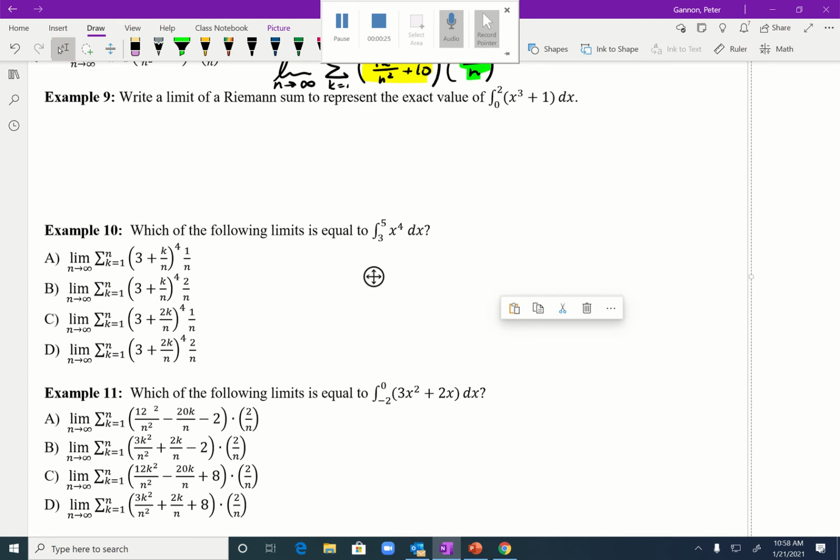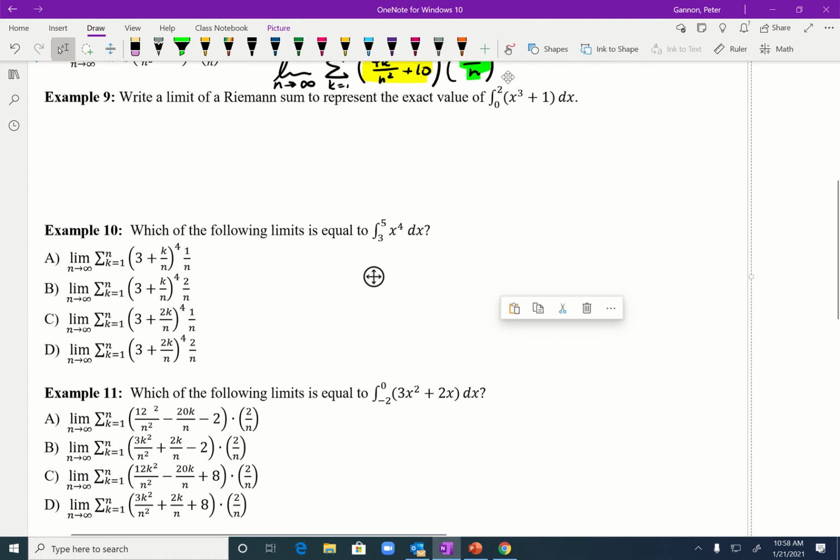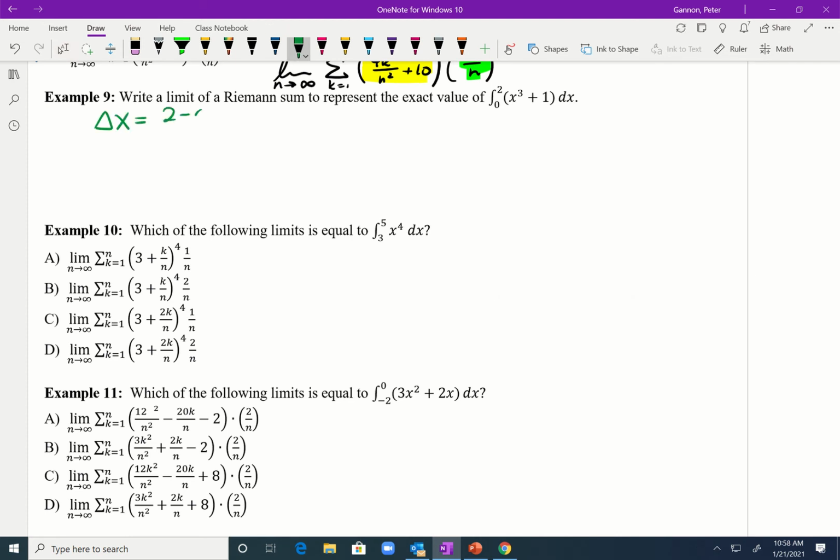So, for number 9, we want to write a limit of a Riemann sum to represent the exact value of the integral from 0 to 2 of x cubed plus 1 dx. Again, same thing, just a little bit different wording. So, we're going to start by identifying delta x. Delta x is b minus a over n. So in this case, 2 minus 0 over n, which is 2 over n.